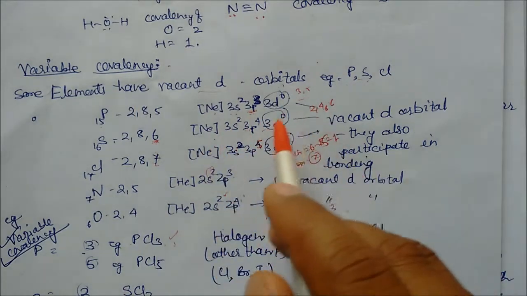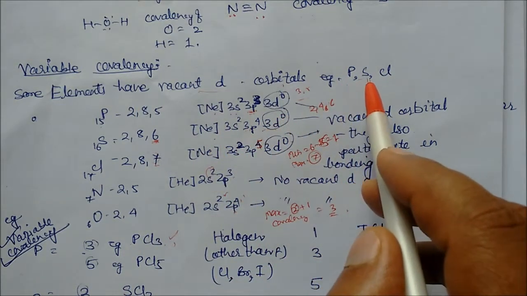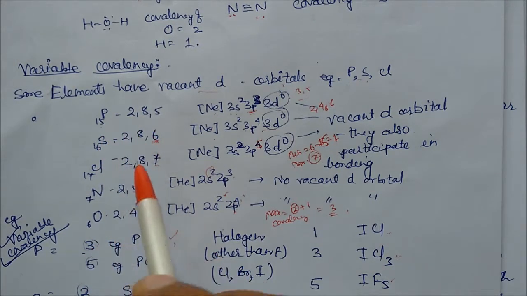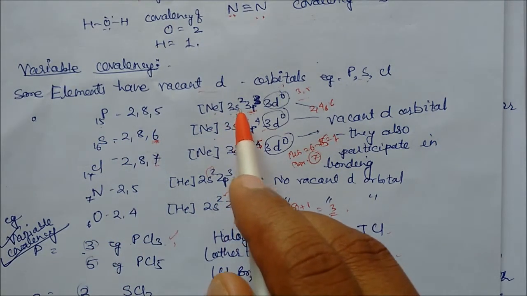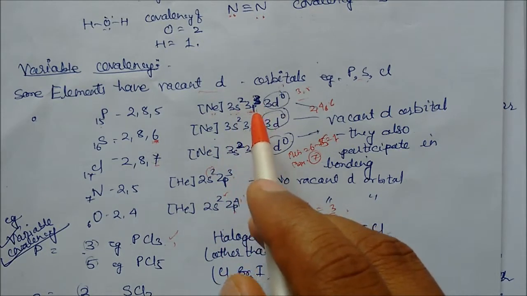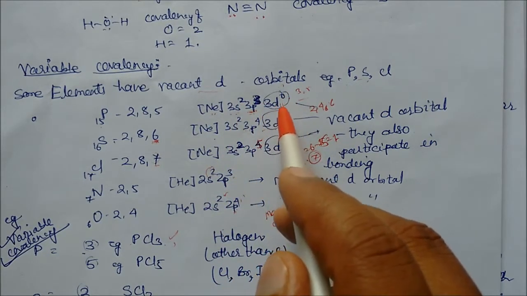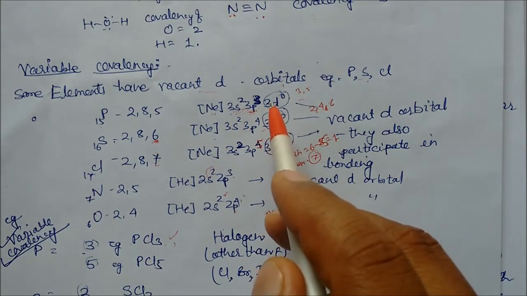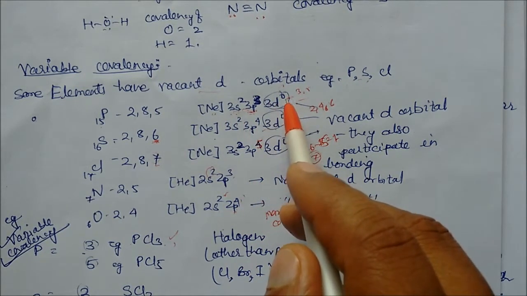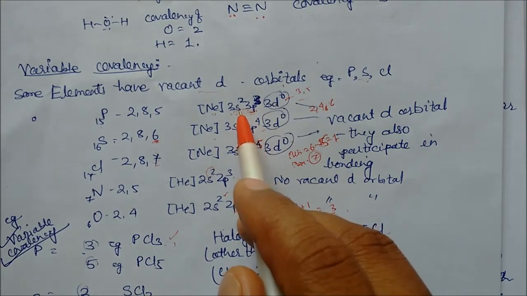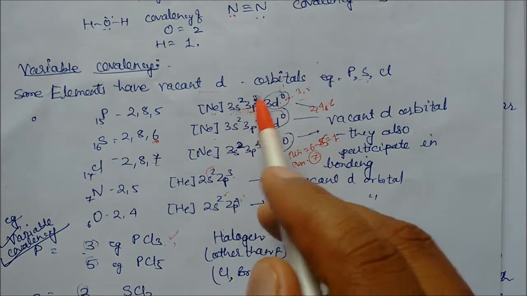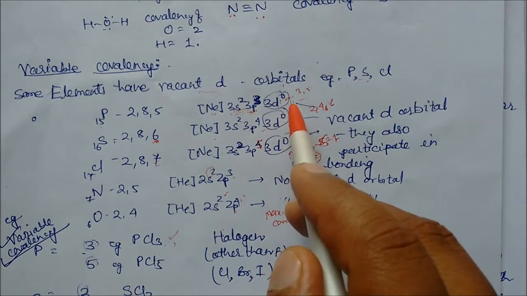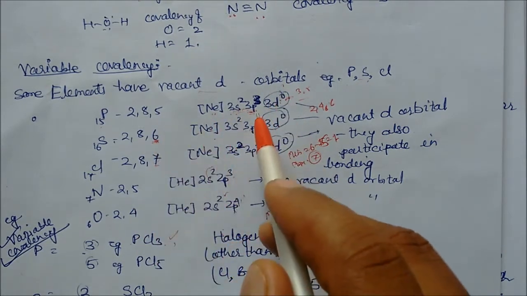We can see this in the examples of phosphorus, sulfur and chlorine. Let us take the electronic configuration of phosphorus. It is 2,8,5. In terms of configuration, neon 3s2, 3p3, and they also have 3d0. Because it is the third orbit, the d orbital must be present, but it is vacant. So these two electrons can go to the d orbitals and make bonds. So 3 here, 1 electron here, 1 electron here. So the maximum covalency of phosphorus can be 5.